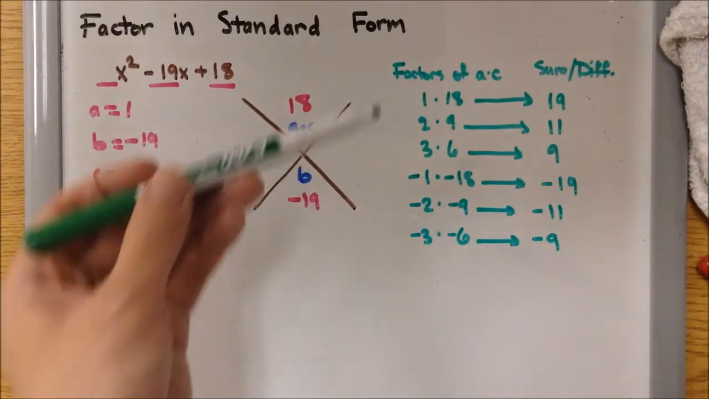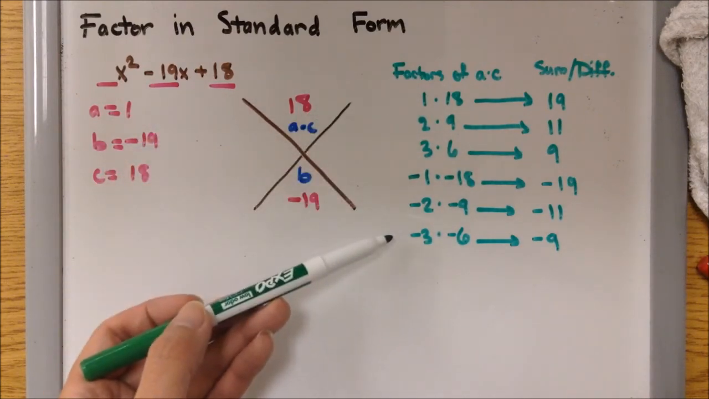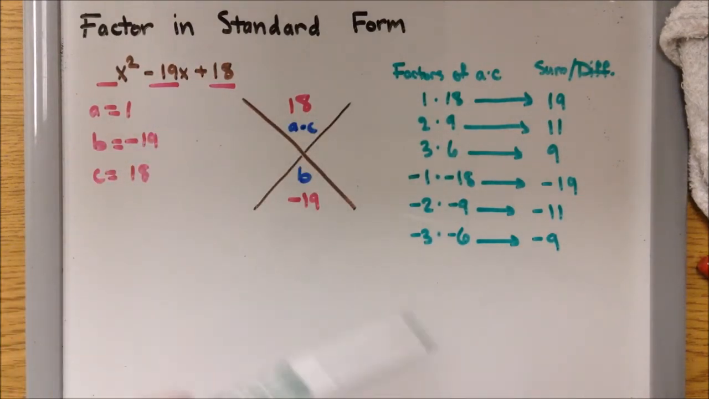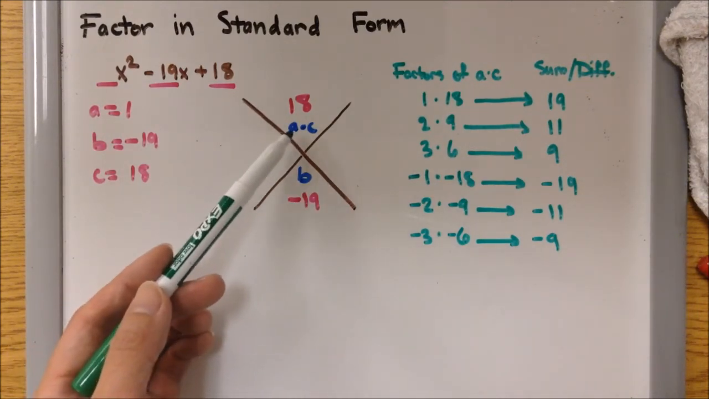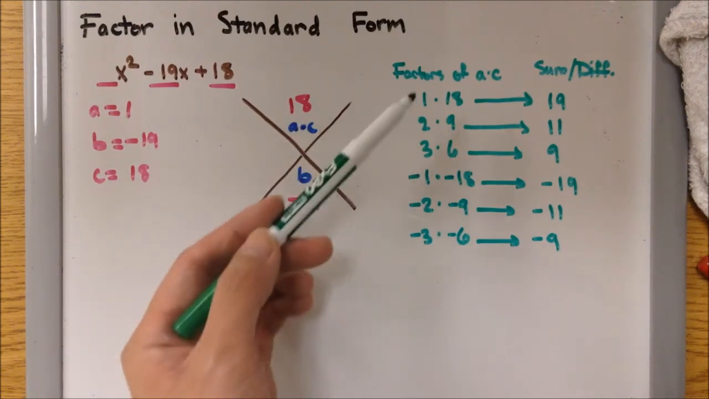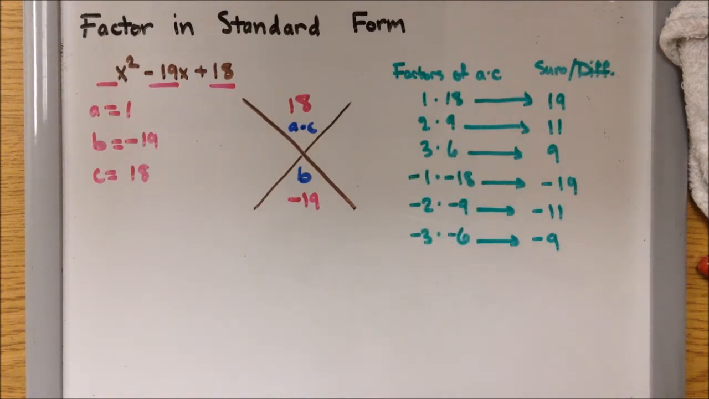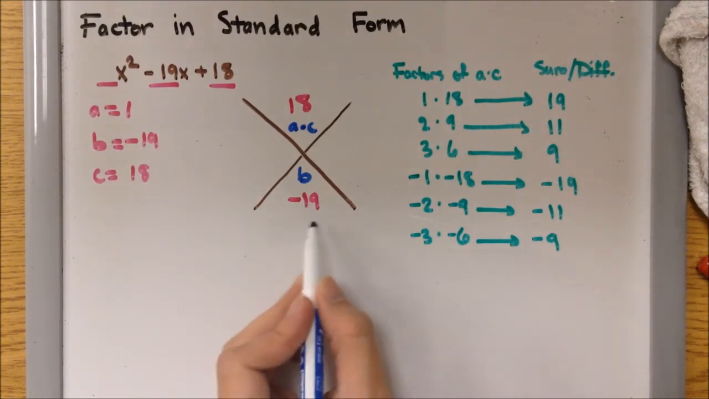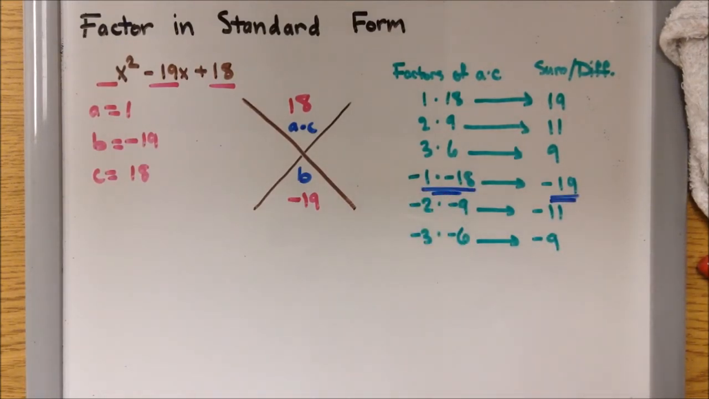So instead of actually being 3 factors for positive 18, there's a total of 6 factors for positive 18. So we have to be very careful. If our C value or A times C value is a positive number, that means it's not just positive factors we could use, but we could use negative factors. So taking another look at which factors to use, the only one we're going to use is the one that matches with B, which is right here. So therefore, we're going to use these two factors, -1 and -18.